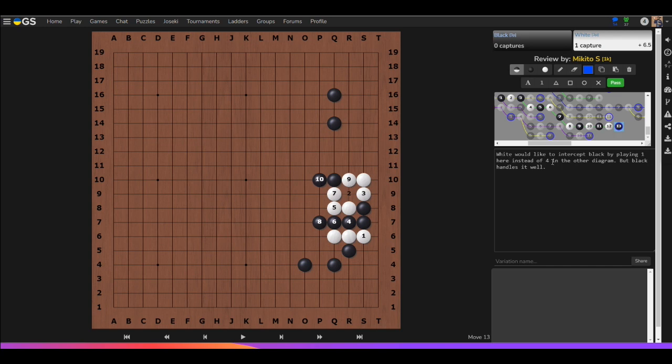So white would like to intercept black by playing one here, cutting black off from connecting to its corner. White would like to do this. But black can handle this very well, right? So if white tries to stop these two stones from connecting to this group, black can handle this very well just by walking out, pretty much, right? You set up, hey, can I connect? No. Okay, I'm just gonna Atari through, and then come out, right? So very simple stuff, I think.